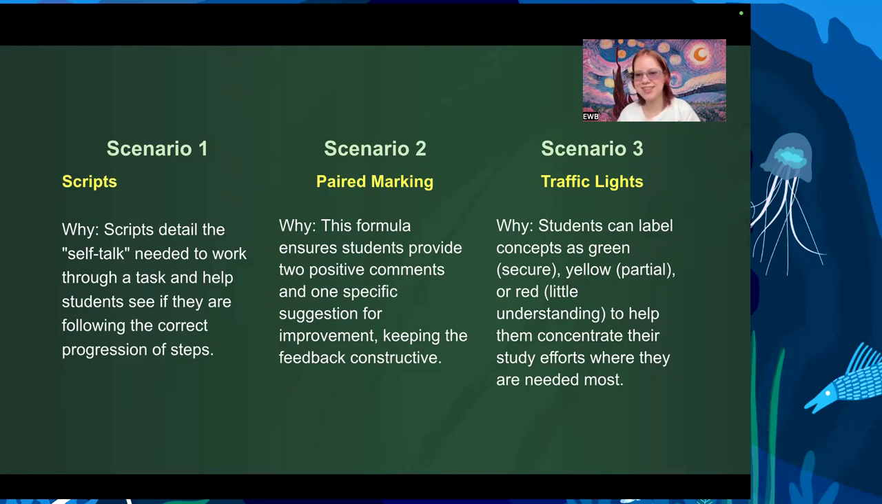It's traffic lights. Students label something that they know well with green, those words that they remembered well, understood well, some words that they understood partly with yellow, and words where they have little understanding with red. And then you will understand as a teacher where you should put additional effort and what you need to revise.